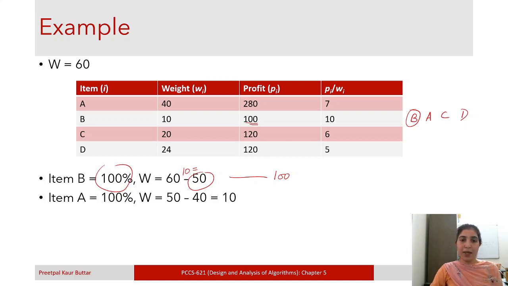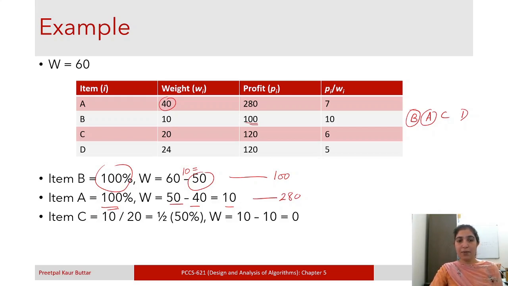Then next we will pick item A, and for item A also we will pick 100%. After picking 100% of item A, the weight left in the knapsack is 50 minus the weight of item A, that is 40. So we are left with weight 10, and the profit which we are getting is 280. Then we move on to item C.